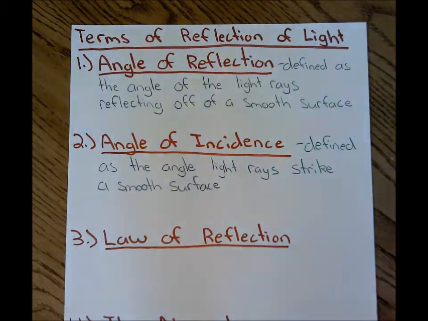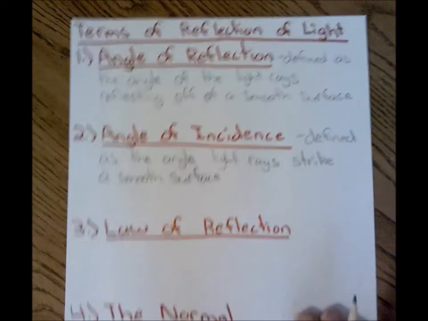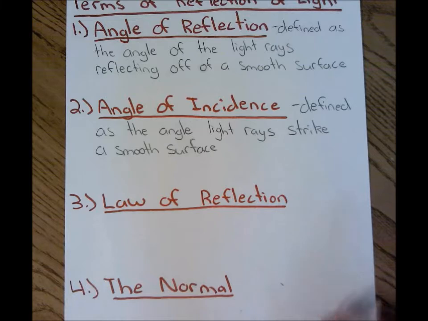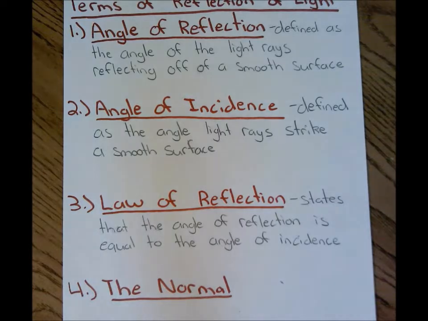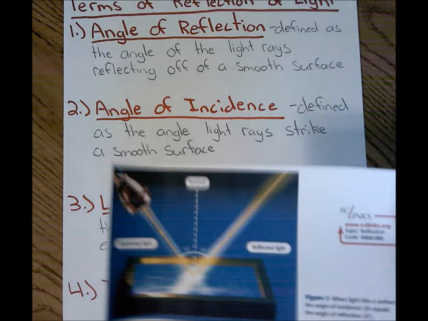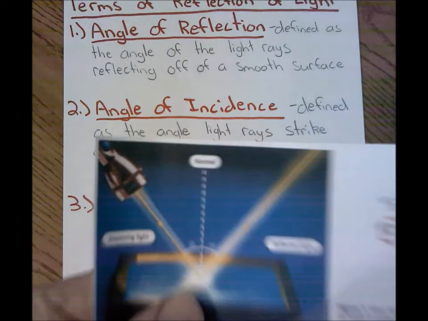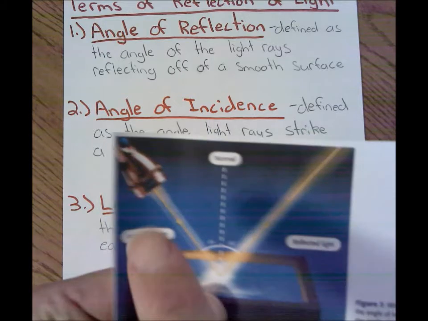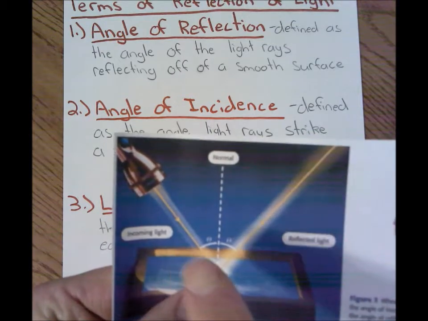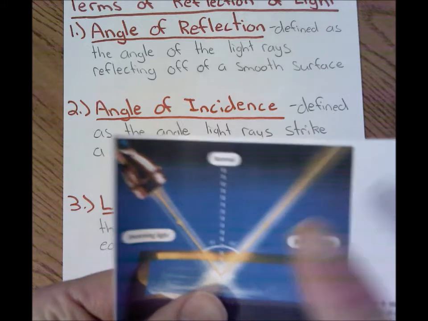And so that brings us down to the term of the law of reflection. The law of reflection states that the angle of reflection is equal to the angle of incidence. If we turn our attention back to that picture I showed you here, if you look really closely, you'll see that the angle of incidence coming in from the left is equal to the angle of reflection.